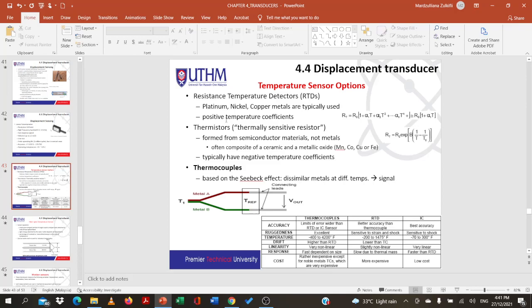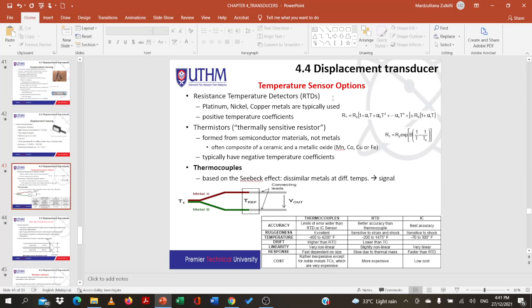The other one is the thermistor, a thermally sensitive resistor formed from semiconductor materials. It is not metal, so often a composite of a ceramic and metallic oxide. Alright. So it typically has a negative temperature coefficient, right?